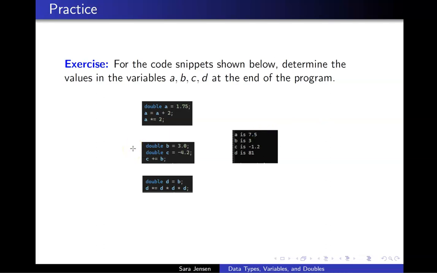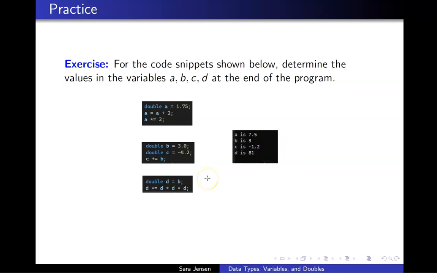In the second block of code, the double B is declared and assigned a value of 3.0. We then create the double C and assign it an initial value of negative 4.2. The third line of code takes the value within C and adds to it the value within B, ultimately storing the updated result inside the value for C. This is why the value of B is 3. The value within B has never changed throughout this block of code, while the value within C began as negative 4.2 and then increased by 3, resulting in a value of negative 1.2.